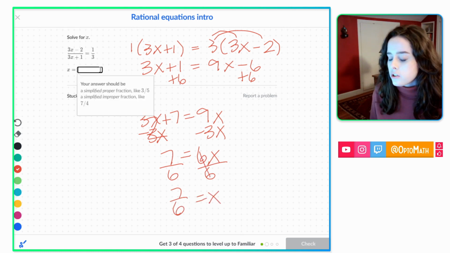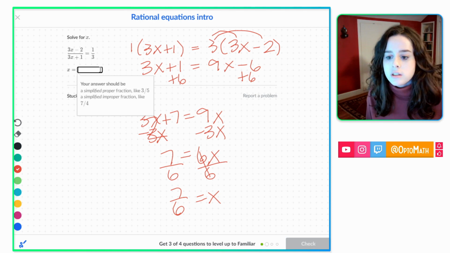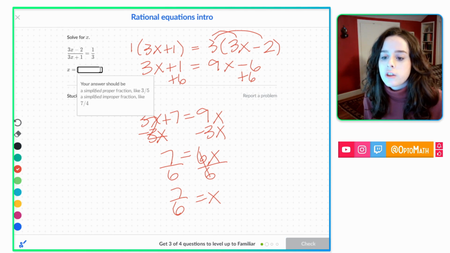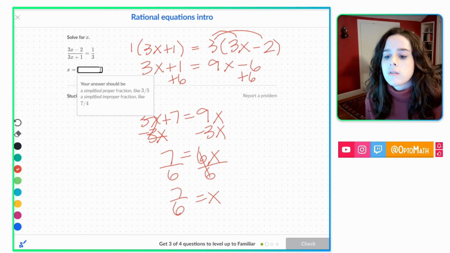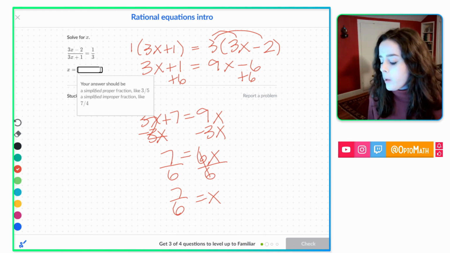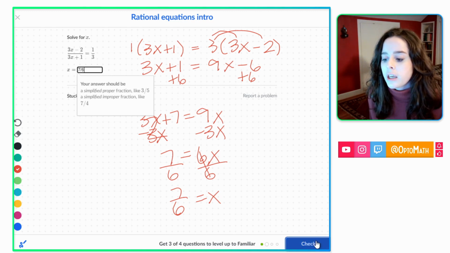So that's our final answer. Let's check. Notice it's telling us a simplified proper fraction like 3/5, or a simplified improper fraction like 7/4, so it doesn't want any mixed numbers. We didn't have this as a mixed number anyway, so we do have the correct form here. So we're checking and we're good.